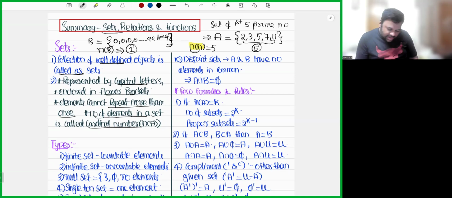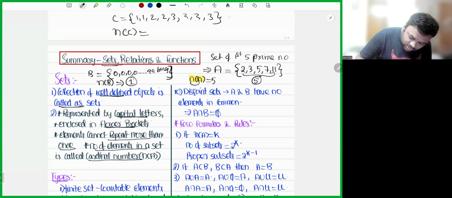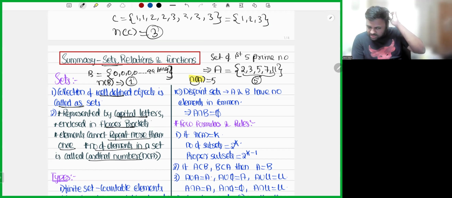Like I'm having a set like this. C is equal to 1, 1, 2, 2, 3, 3, 3, 3. Now what is the cardinal number of C? Repetition is not possible. 1, 2, 3. The cardinal number of C is 3. The number of elements in set C will be equal to 3.